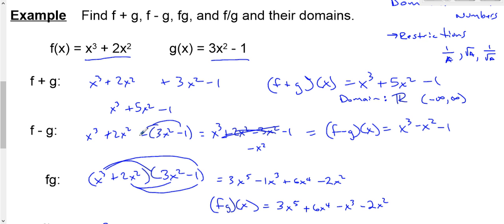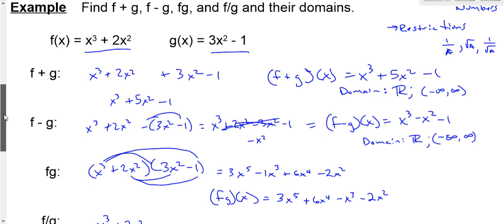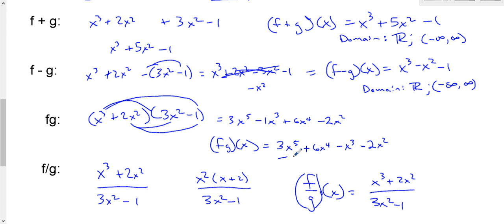When I look at f minus g, again, x cubed minus x squared minus 1, I do not have a fraction and I do not have a radical. So again, my domain is all real numbers. And so I would put one of these statements. For f times g, I still don't have a fraction or a radical, so my domain is still all real numbers.